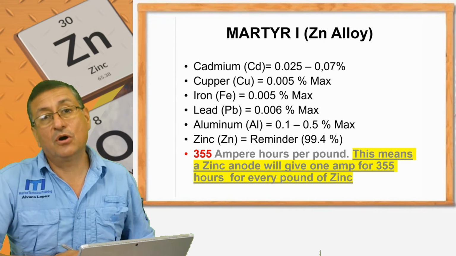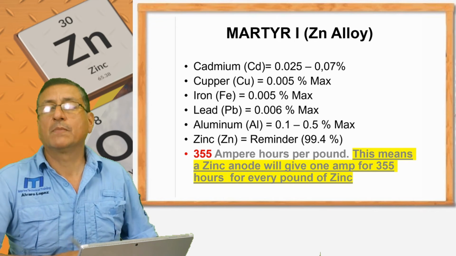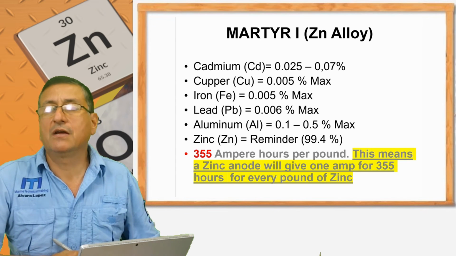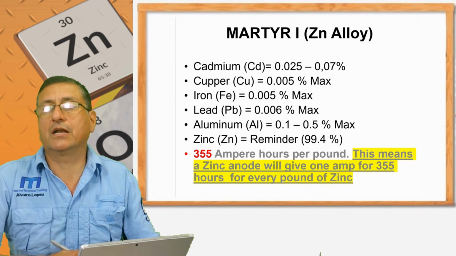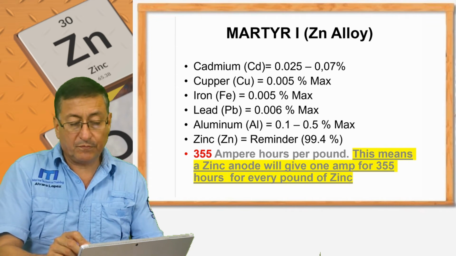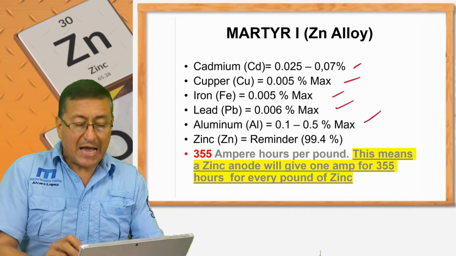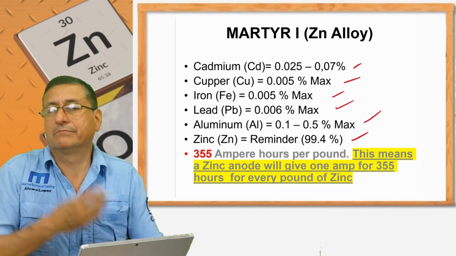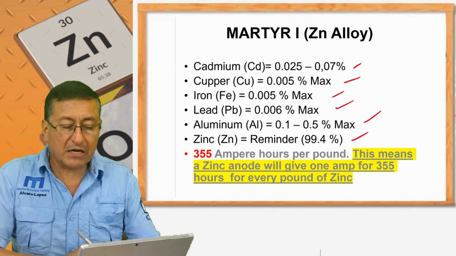And cadmium is also poisonous and too expensive, and cadmium is used in the fabrication of batteries because cadmium is a great storage material of electrons. For that reason, zinc is used in general for the fabrication of sacrificial anodes. But this alloy, Martyr 1, has a good content of cadmium. It has copper, iron, lead, aluminum, and zinc. And zinc is practically 99.4%. It is practically pure zinc with a little amount of cadmium and other ingredients. This is Martyr 1. Look at this.